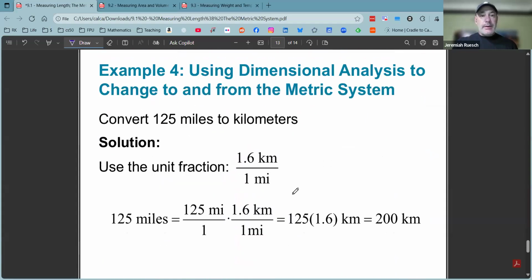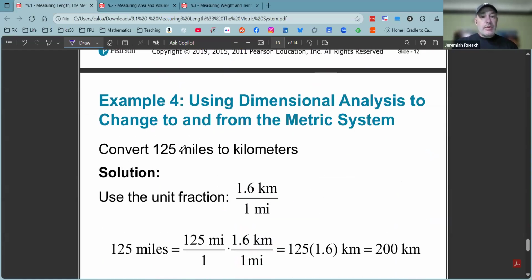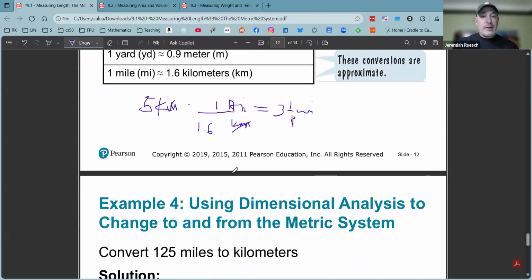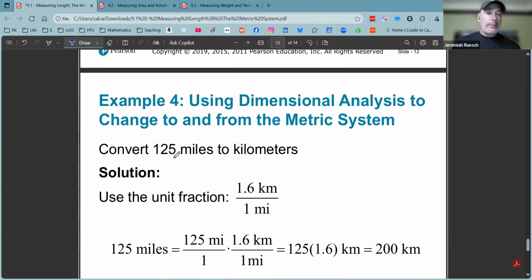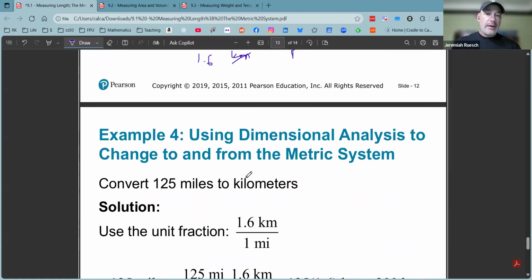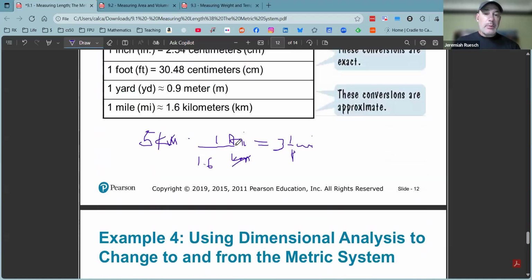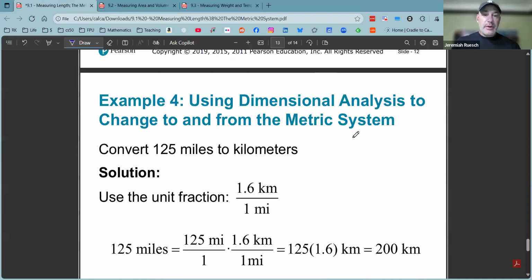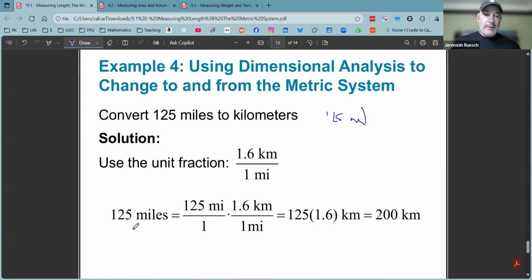Okay. Let's see, converting 125 miles to kilometers. So this is kind of similar to the example that we just did, except we're going the other direction. So if I want to know how many kilometers are in this 125 miles, notice that it'd be the exact same thing, except for what we want. We want it to move upstairs. So we're given 125 miles, which is what you see here.